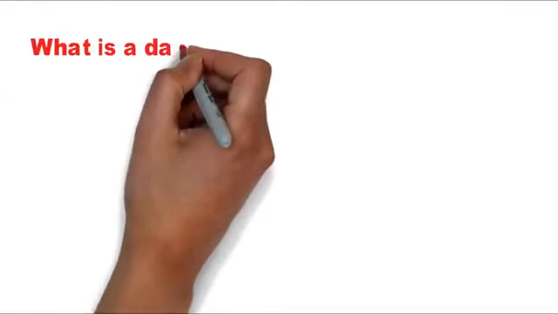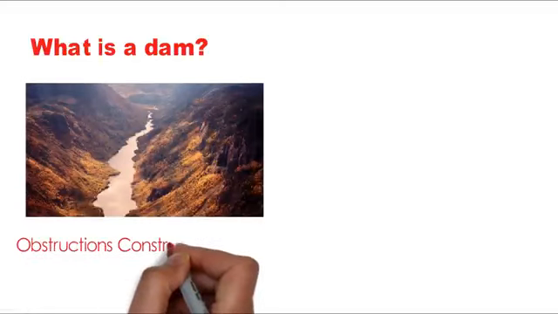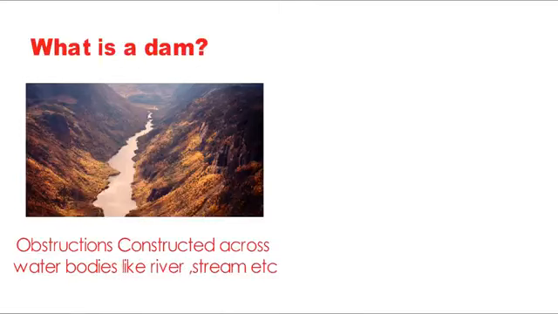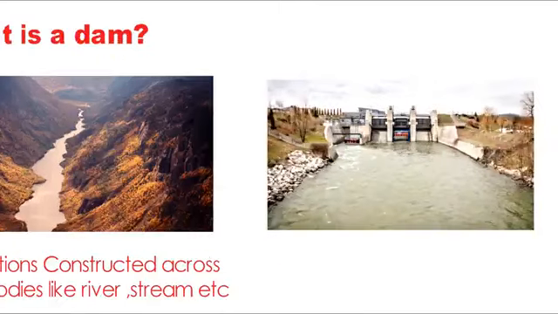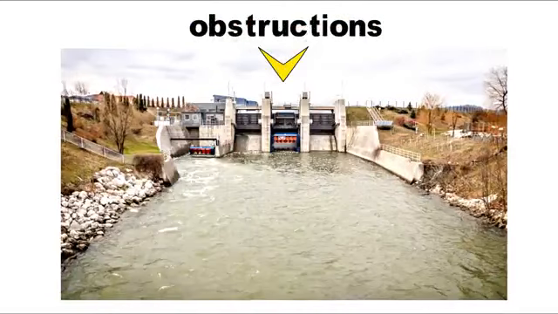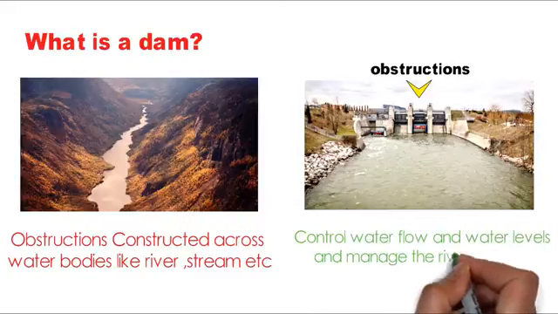What is a dam? A dam is an obstruction constructed across water bodies like a river, stream, etc. The main purpose of this obstruction is to control water flow and water levels and manage the river or streams.